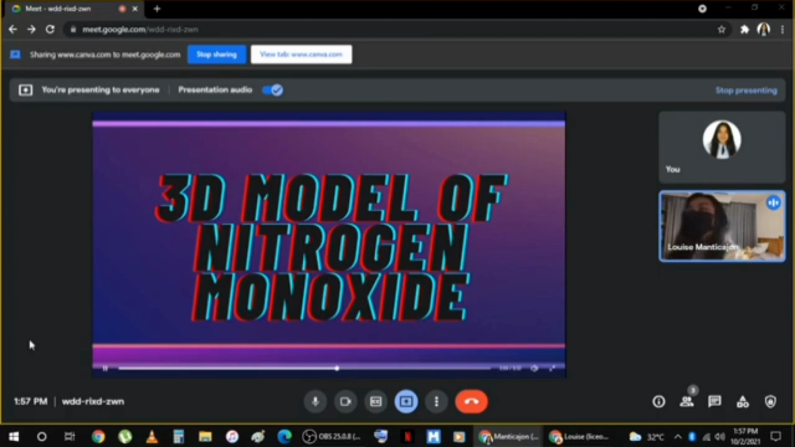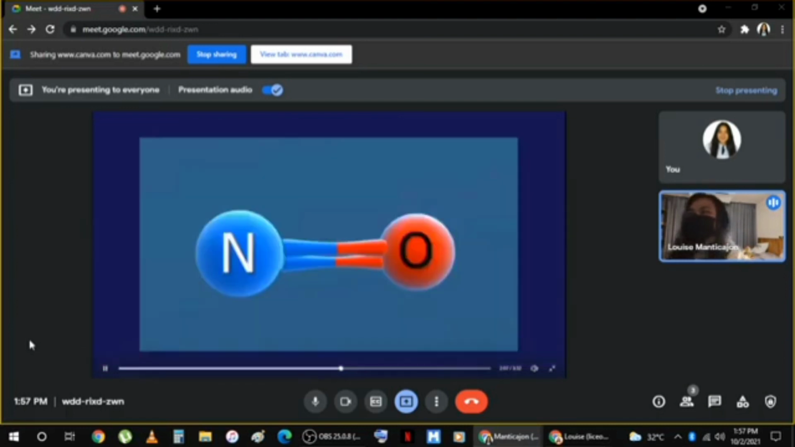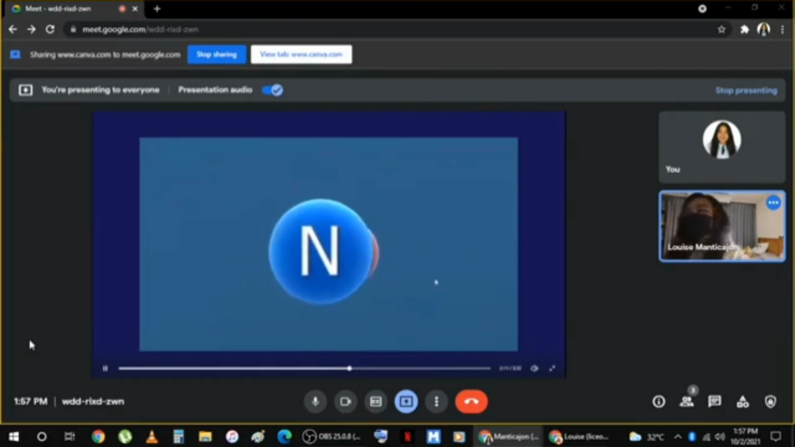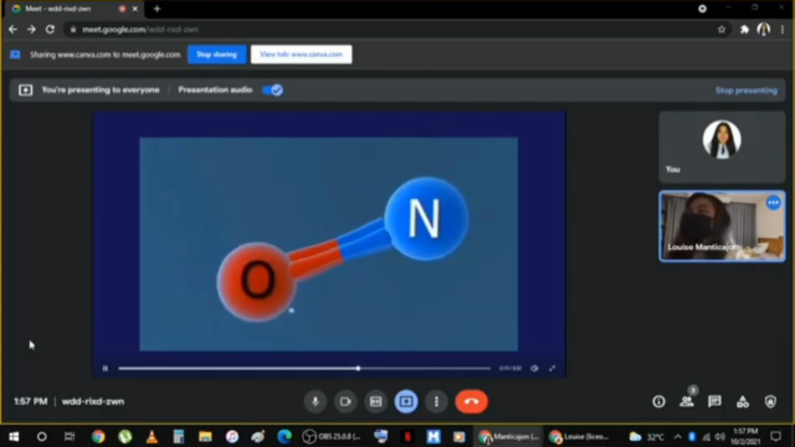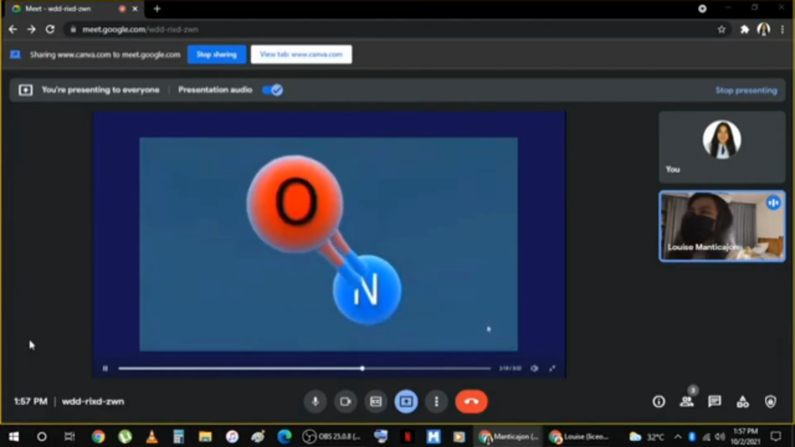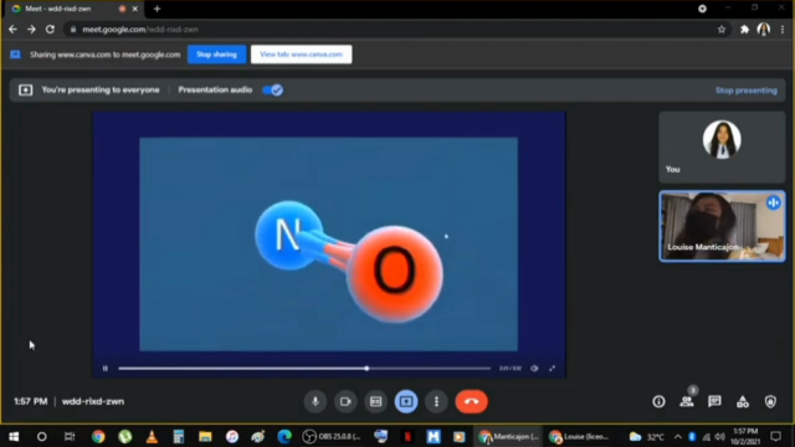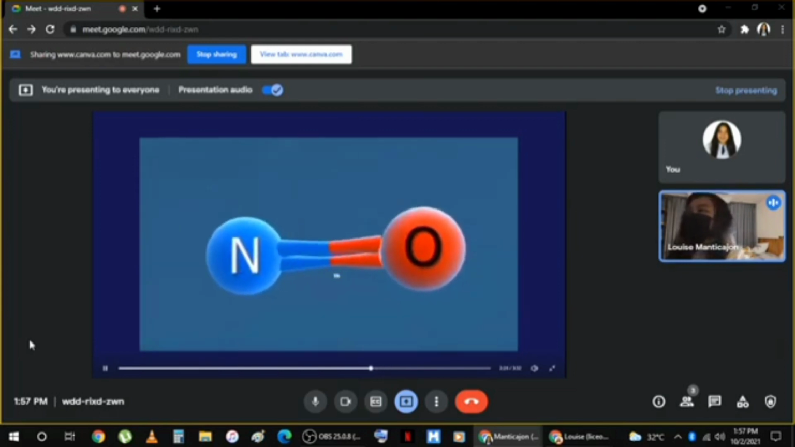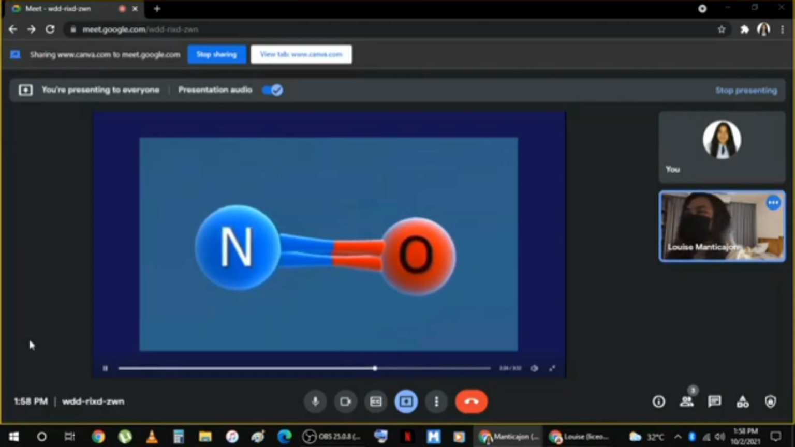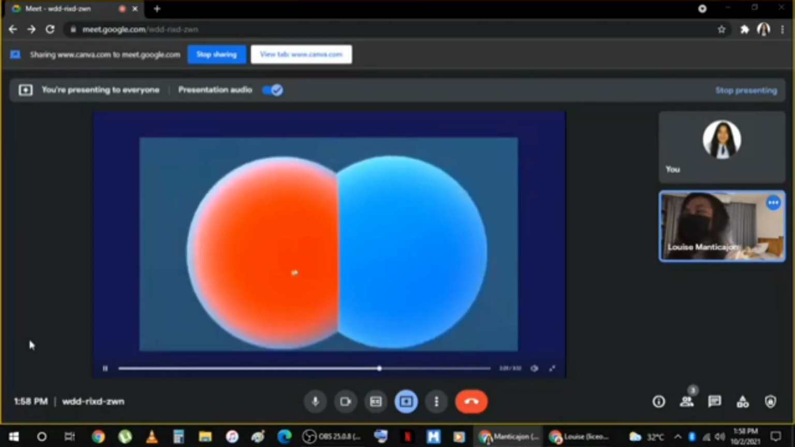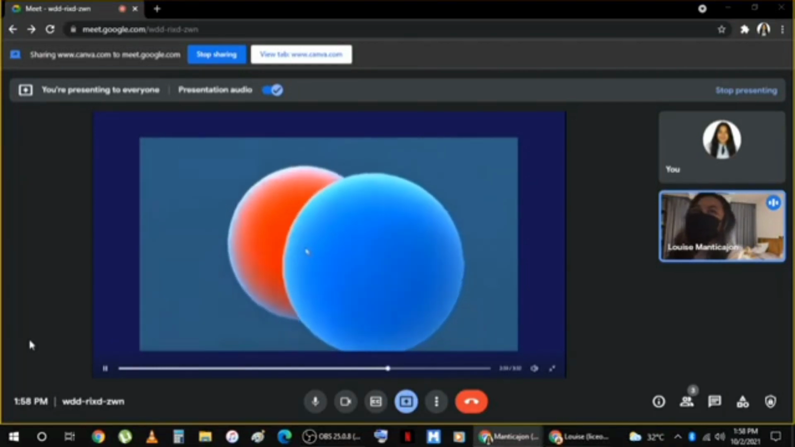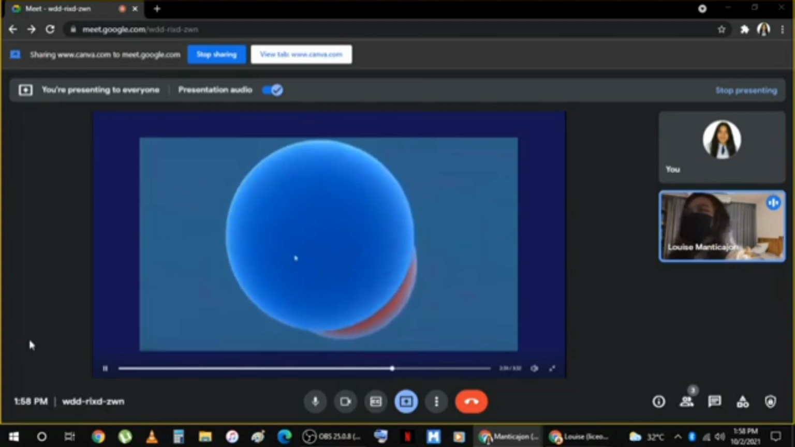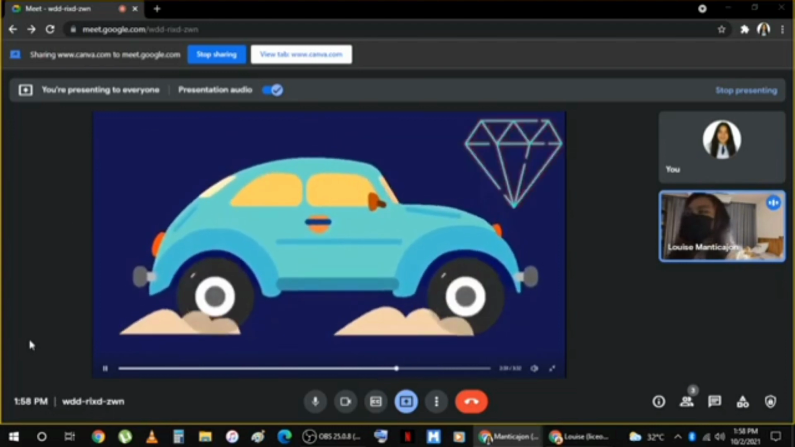Now, what does the 3D model of nitrogen monoxide look like? So this is me rotating the 3D model, and this is what we call the ball and stick 3D model. The color blue stands for the nitrogen and the color red stands for the oxygen. We also have the space filling 3D model. In this model, again, the color blue is the nitrogen and the red is the oxygen.